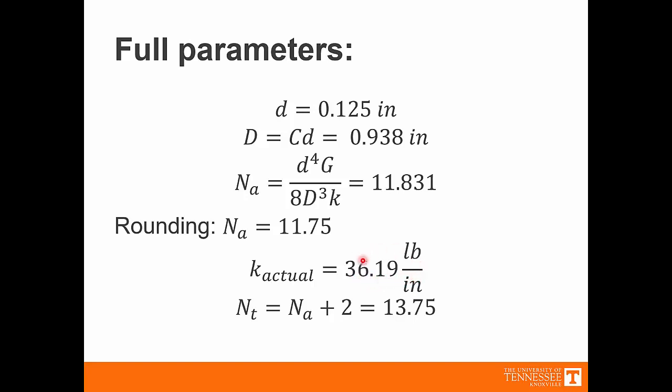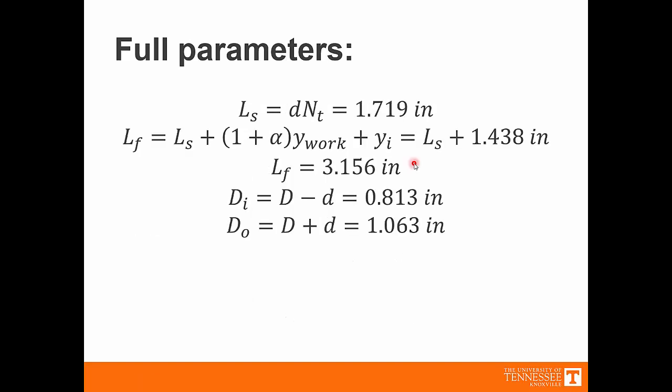If that wasn't satisfactory, then I really have to go back to the drawing board. I'm going to have to change either this wire diameter, or probably more likely I'll have to change the spring index to a new one so that I can get exactly to 36 pounds per inch. That gives me a total number of coils of 13.75. I'm plugging in. We now have a free length of 3.156 inches, and that gives me inside and outside diameters.